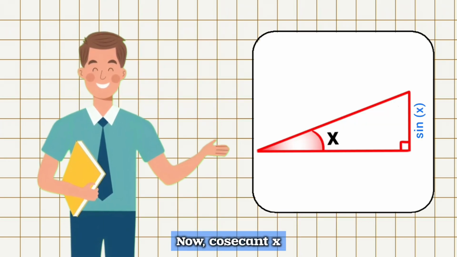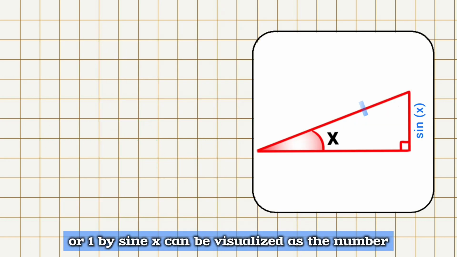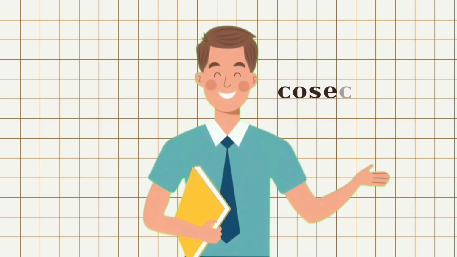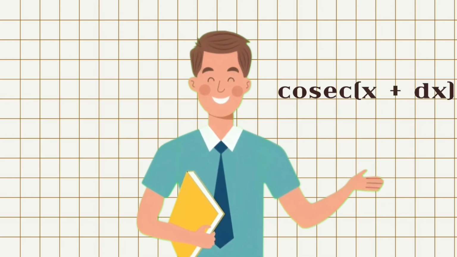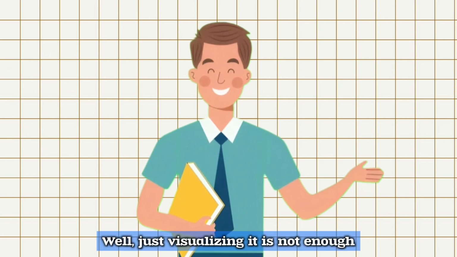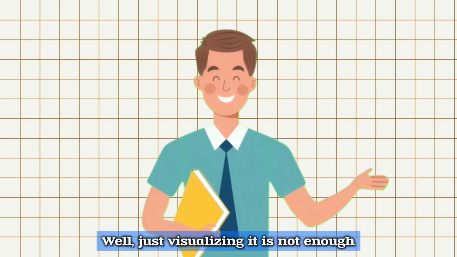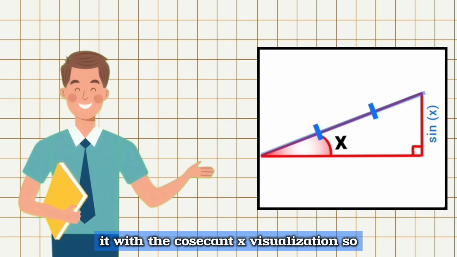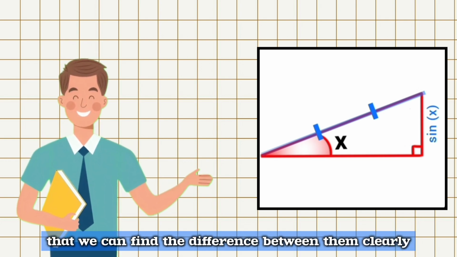Now, cosecant x, or 1 by sine x, can be visualized as the number of sine components that can fit inside the hypotenuse. What about cosecant x plus dx? How do we visualize that? Well, just visualizing it is not enough. We have to do it in such a way as to compare it with the cosecant x visualization so that we can find the difference between them clearly.